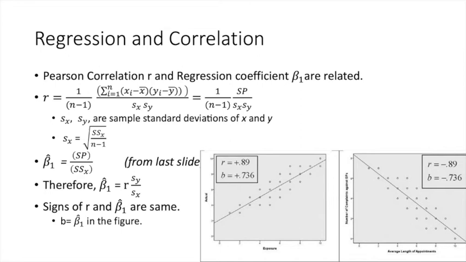Note the maths in this slide is just to prove the mathematical link between beta 1 and R. But the important thing to remember is that their signs are the same. If you are mathematically inclined and you want to verify that this relationship between beta 1 and R is actually provable, then you can pause the video here and go through the derivation steps yourself.